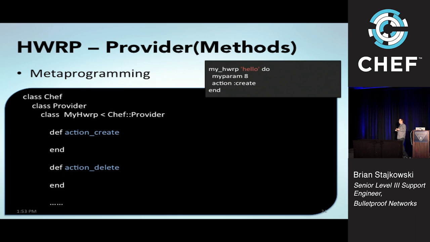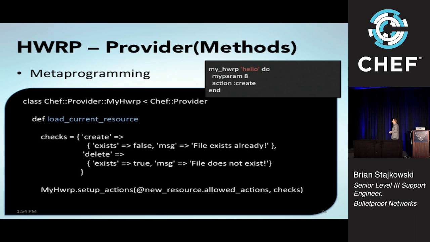Meta-programming is creating methods, creating classes, creating whatever you want at runtime. It doesn't exist beforehand. I'm going to create it at runtime. And what I'm going to do is create these methods at runtime. So first, I have to have a way to check whether that file exists or not, like before. So all I did was set up a hash. I set up a hash with my actions and gave it key value pairs of exists. Exists needs to be false, right? And then pass a message if it's not. So I set up that hash of those checks.